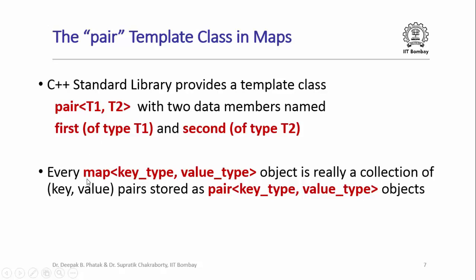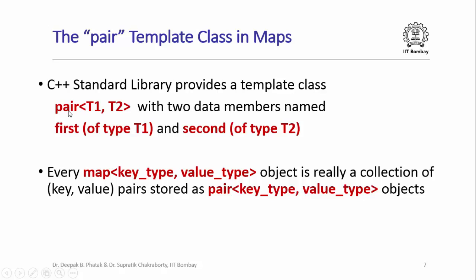This is because whenever you define an object which is of the map class, in which the type of the key and the type of the value have been instantiated with specific types like strings and doubles maybe, this object is really a collection of key value pairs, as we have just seen, and these key value pairs are going to be stored as objects of the class pair.